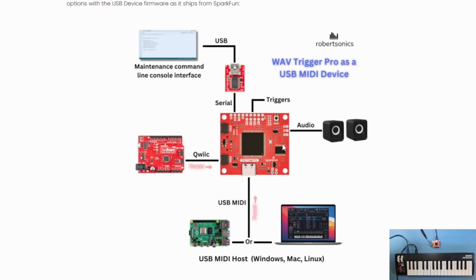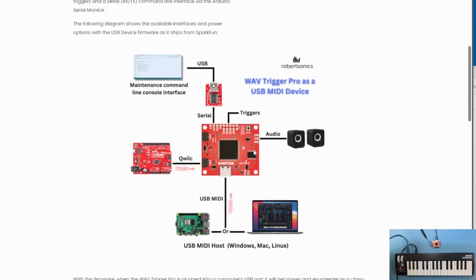By default, the WAV Trigger Pro is a USB MIDI device, which means you can plug it into a computer, whether it's a Mac, Windows, Linux, or even a Raspberry Pi, and it will show up as a class-compliant MIDI output device. Alternate firmware turns the WAV Trigger Pro into the MIDI host. No computer required. You can plug your keyboard or MIDI control surface directly into the WAV Trigger Pro.